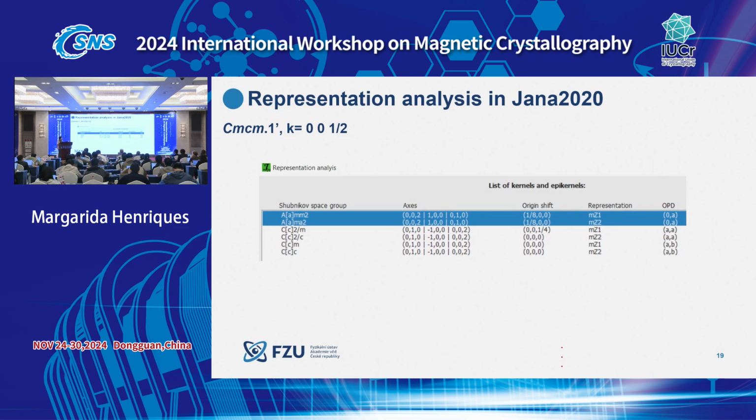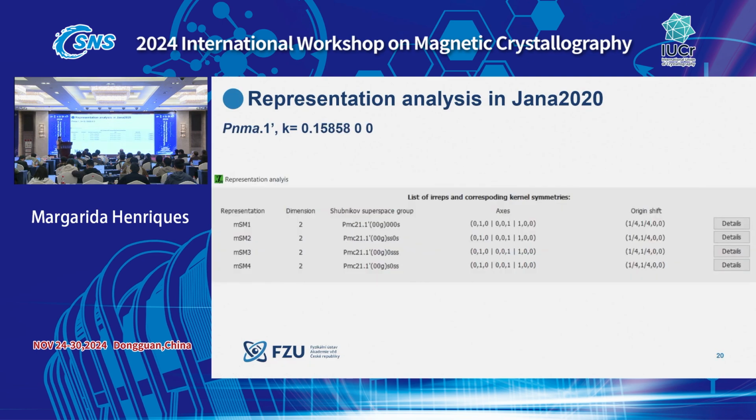So you see that, for instance, for any of these representations, you have here at least 3 magnetic space groups. And you see also there the column with the order parameter direction, in which you see the general direction, so the kernel groups which you saw first, and then the 4 epikernels.